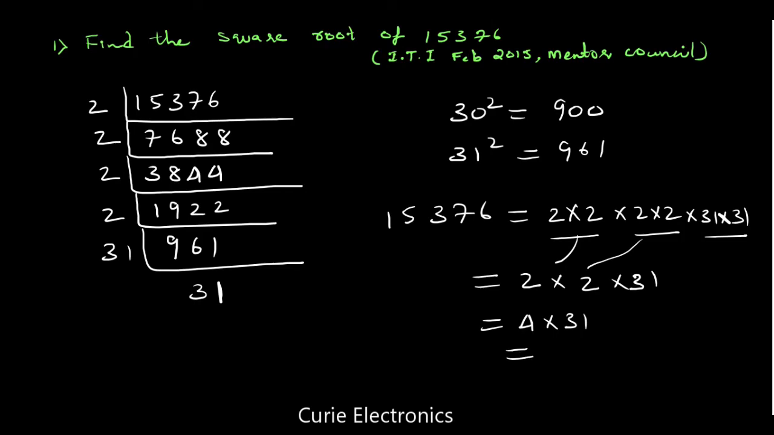4 30s are 120, 4 ones are 4. So 124. So 124 is the answer for this question. Actually, in the question they have given the options, but I did not write the options here.